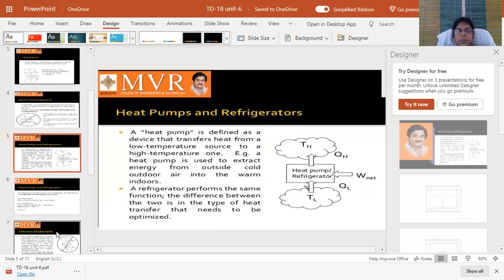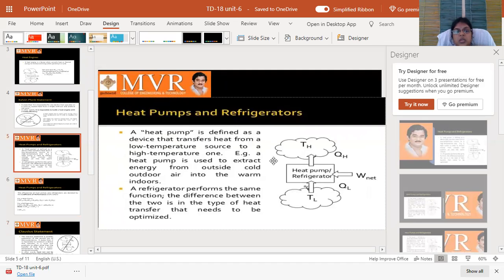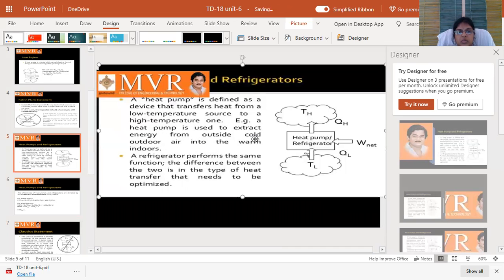And next, heat pump and refrigerator. Here the procedure is the same for heat pump and refrigerator. Both procedures are the same, but the only thing that changes is the desired effect. A heat pump is defined as a device that transfers heat from a lower temperature to a higher temperature one. Example, heat. Sorry.